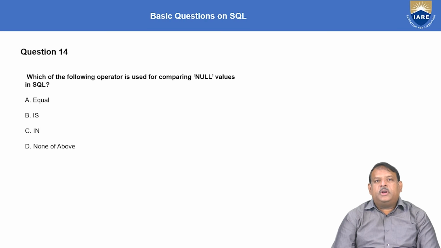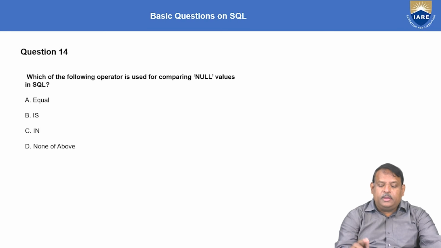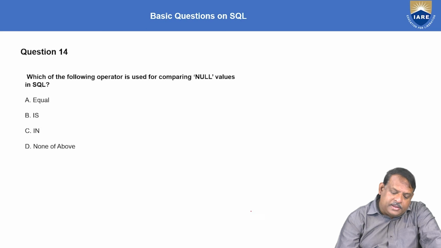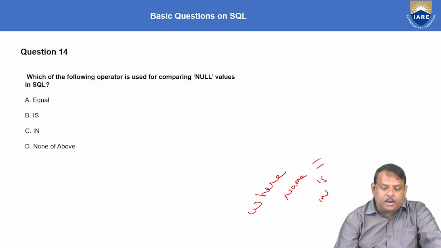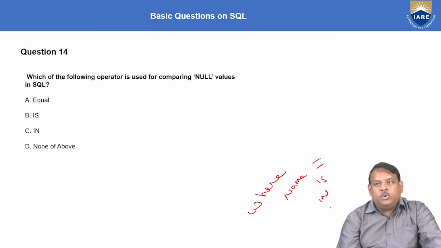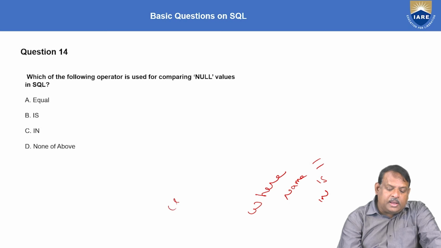Now, next question. Which of the following operators is used for comparing null values? Null values, how will you compare? For comparing we use a where clause. We'll say where name is equal to, or is in, or is null, or none of the above. Generally, when we are trying to compare null values, we say is null. Is null is the right answer.